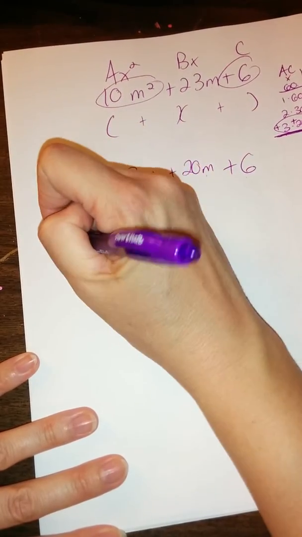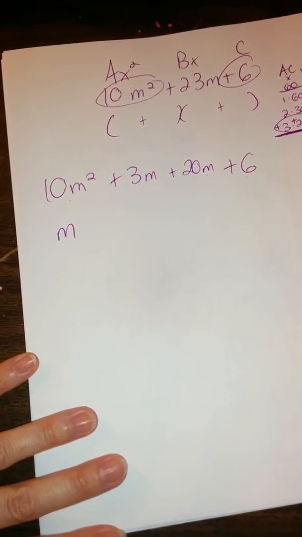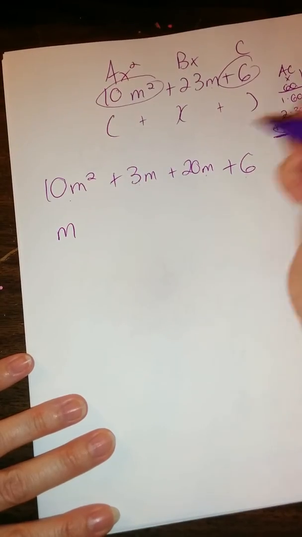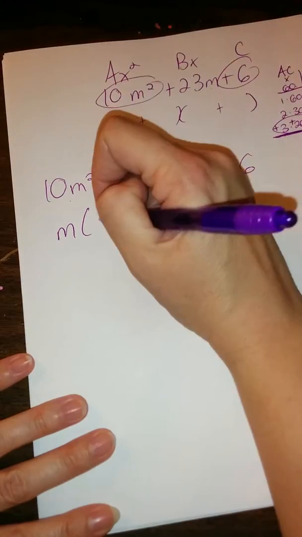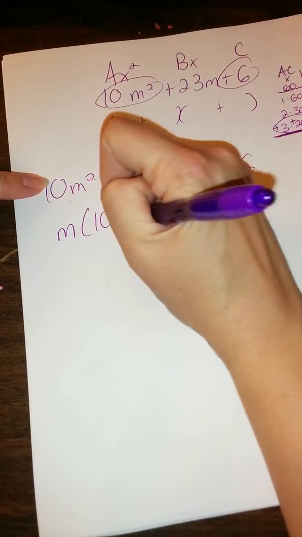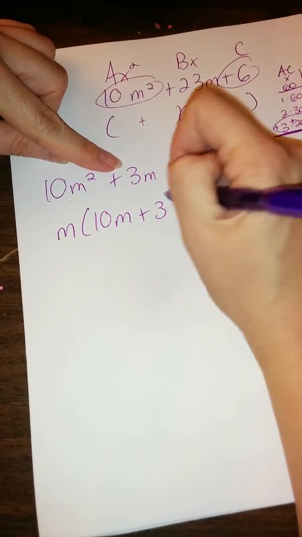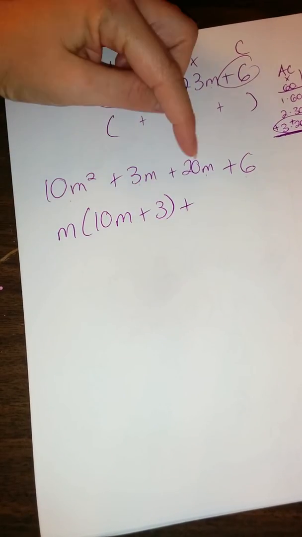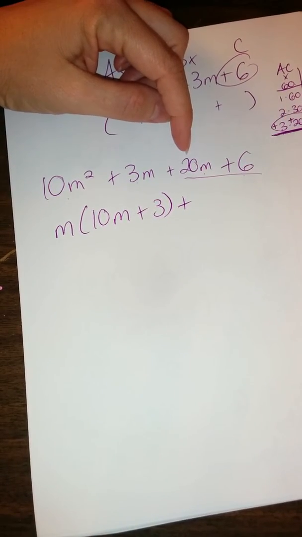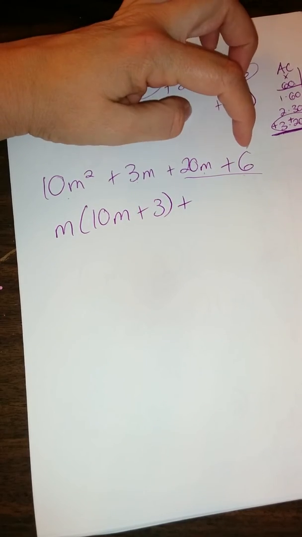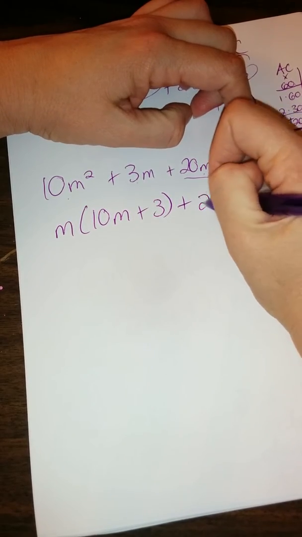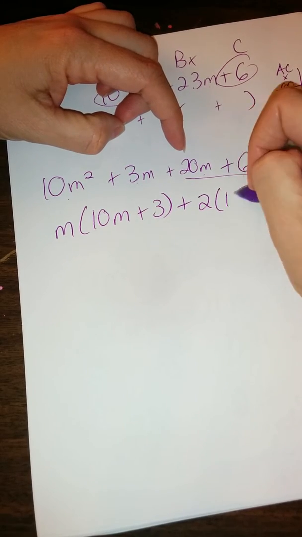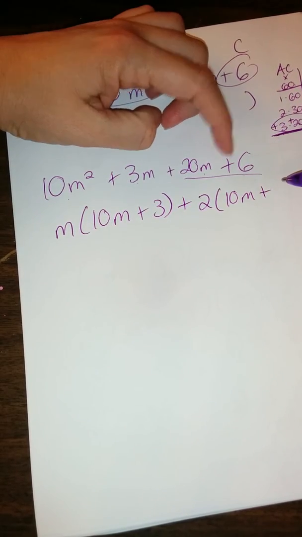10m squared plus 3m have an m in common. I'm going to pull out an m, which leaves me with 10m plus 3. Okay, let's do our second 2 terms. What do they have in common? Between 20m and 6, the most they have in common is 2, actually. When I take 2 out of 20m and 6, that leaves me with 10m plus 3.